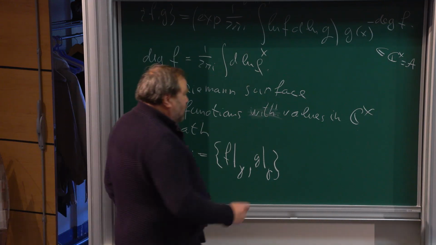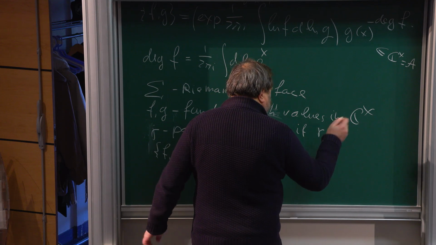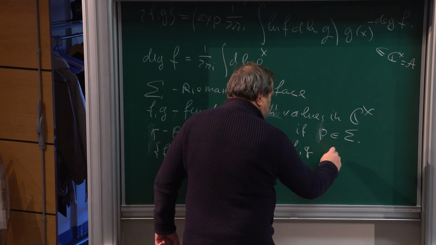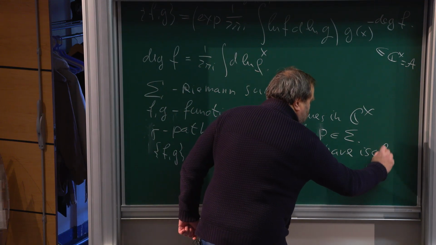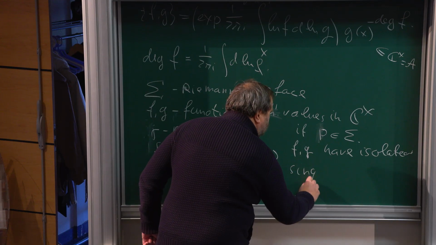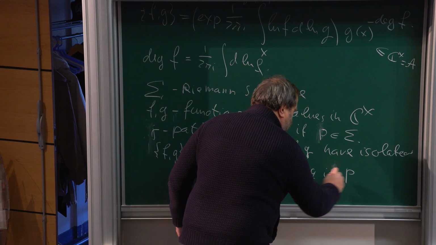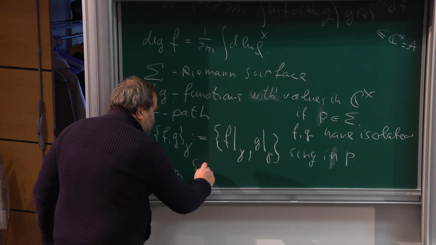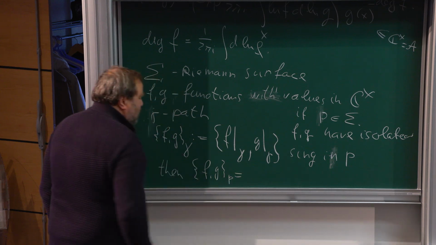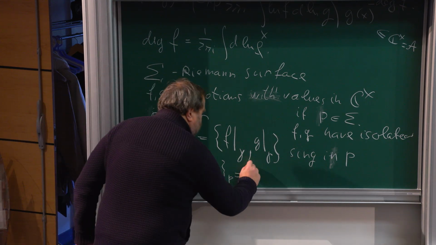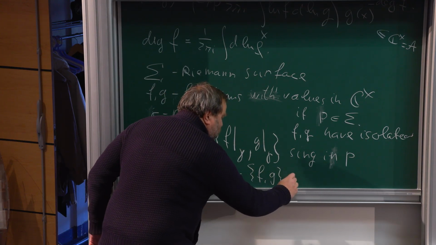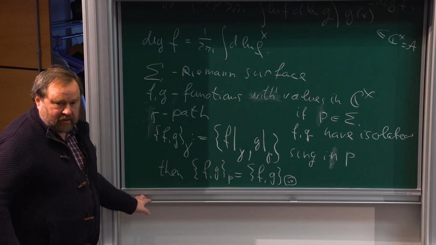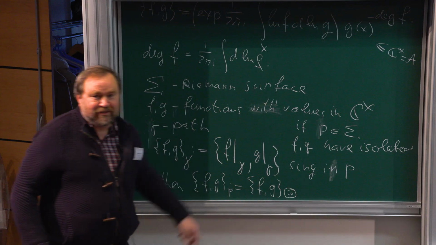Another notation: if P is a point in sigma, and F and G have isolated singularities at P, then the definition of {F, G}_P is just equal to {F, G} with respect to a small loop around P, a small loop in the negative direction. It's just notation.